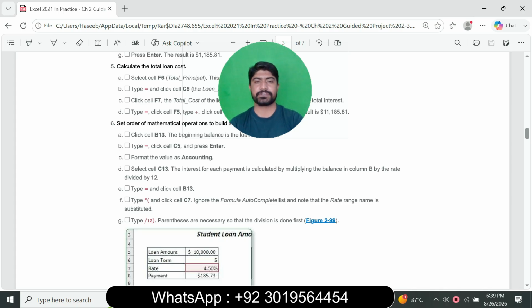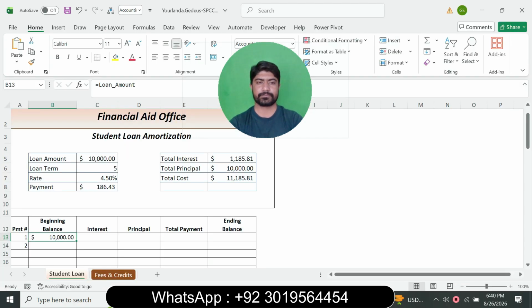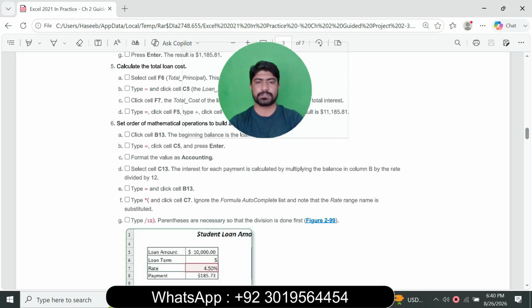And next, select the cell C13. The interest for each payment is calculated by multiplying the balance in column B by the rate divided by 12. Type equal to, click cell B13, type multiply, click cell C7 and type divided by 12.